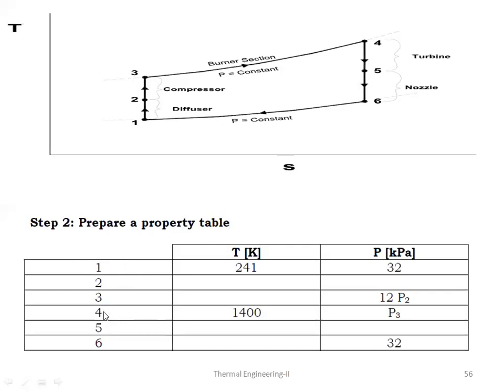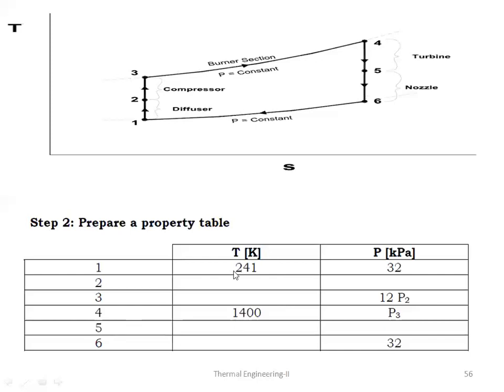And 3 to 4 is the combustion process happening in the combustion chamber, and 4 to 5 is the turbine expansion process where the work is developed to run the compressor, and 5 to 6 is the expansion happening in the nozzle, and from the exit of the nozzle the hot gases will be moving out.